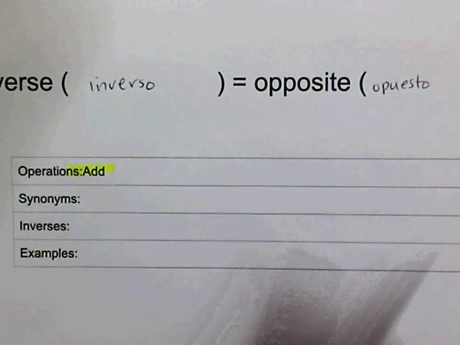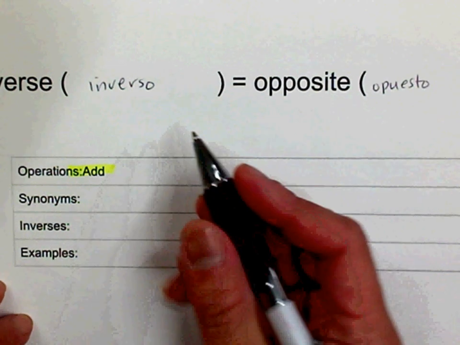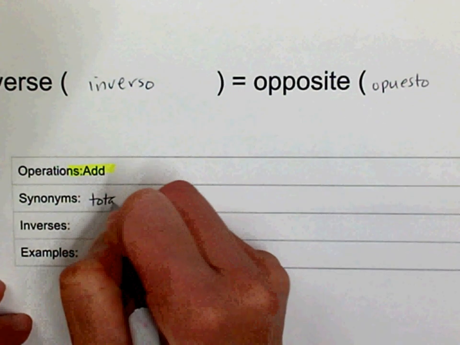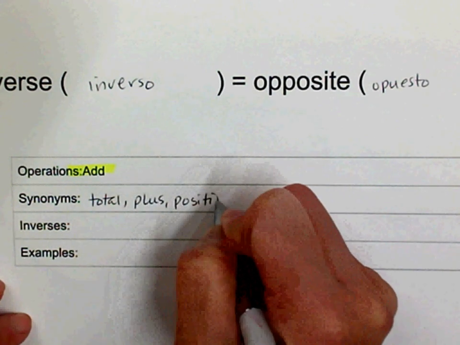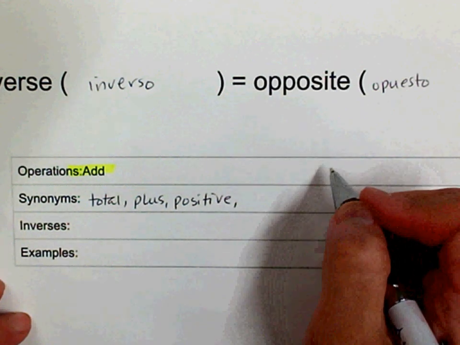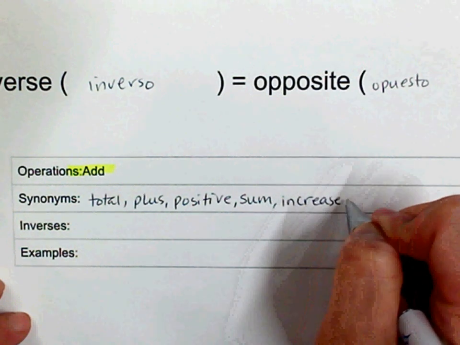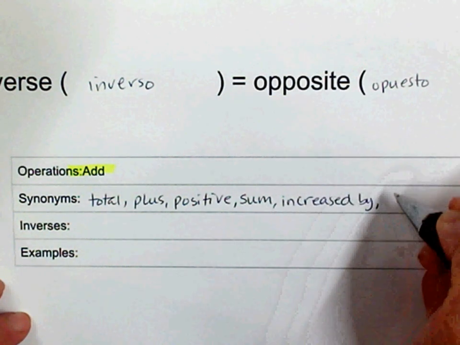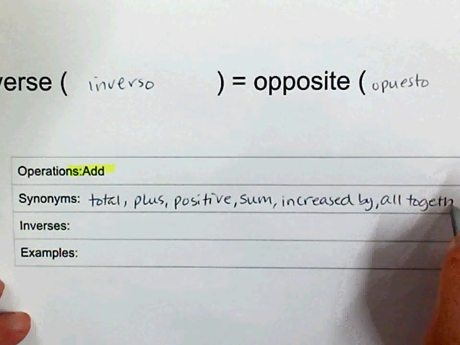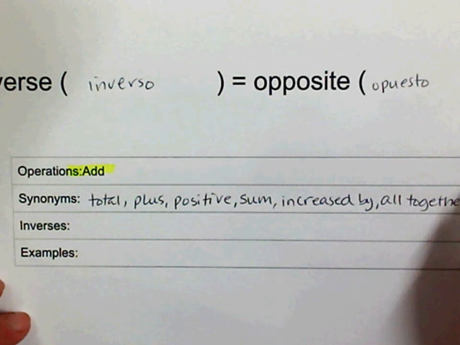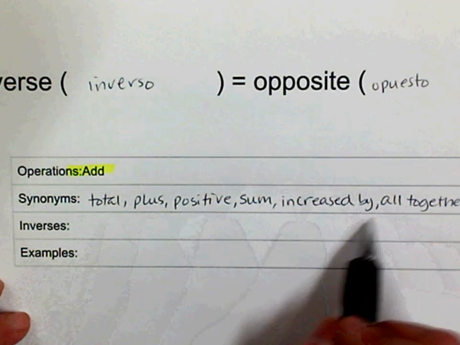Synonyms. The word synonyms means you have the same meaning. So all these words are synonyms, such as the word total, plus, positive, okay? Sum, increase, usually you say increase by, altogether, or sometimes together. All these mean add. Yep, all of these mean add. Sometimes you see the word addition.